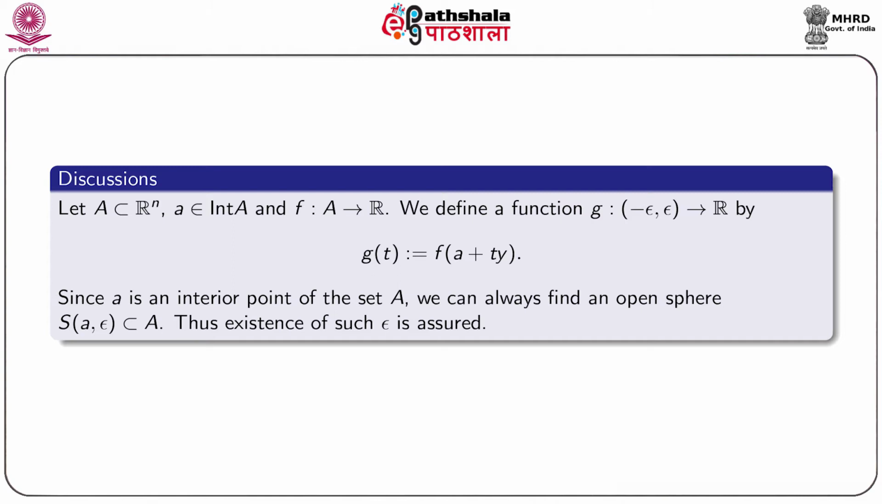Now, let A be a subset of Rn, a is an interior point of the set A, and f is a scalar field defined on the set A. We define a function g from minus epsilon to epsilon by g(t) equal to f(a plus ty). Since a is an interior point of the set A, we can always find an open sphere S(a, epsilon) in A. Thus, the existence of such epsilon is assured.